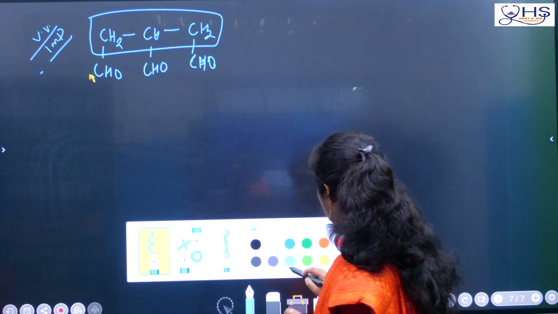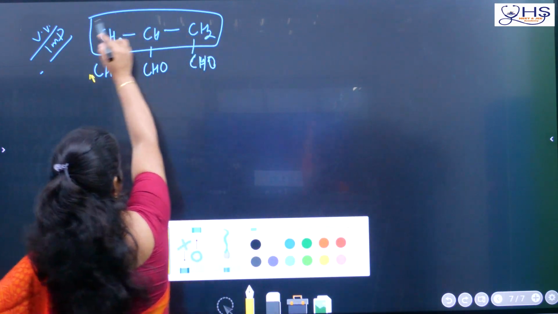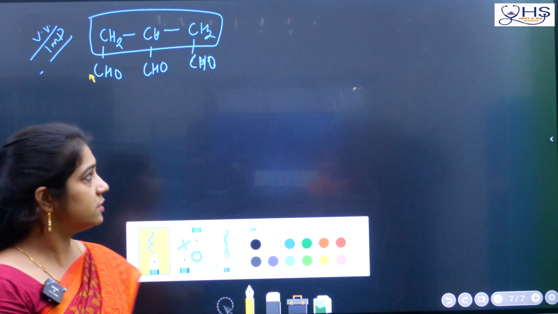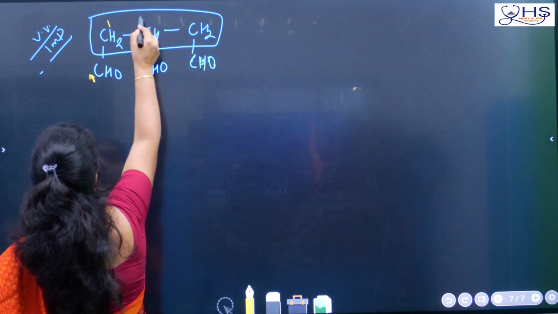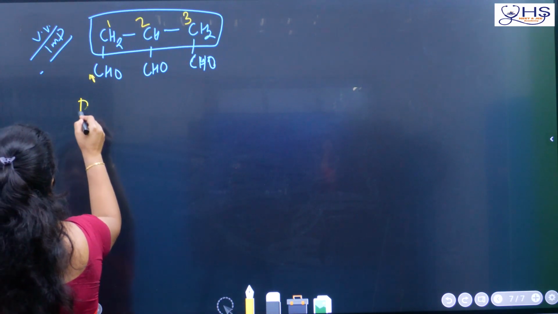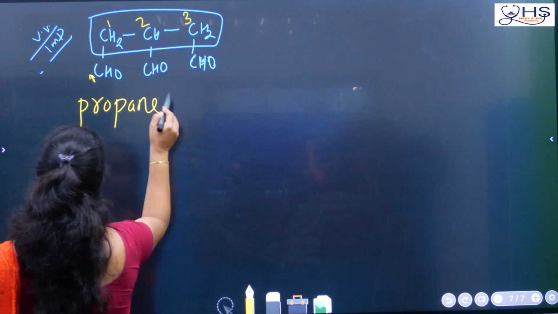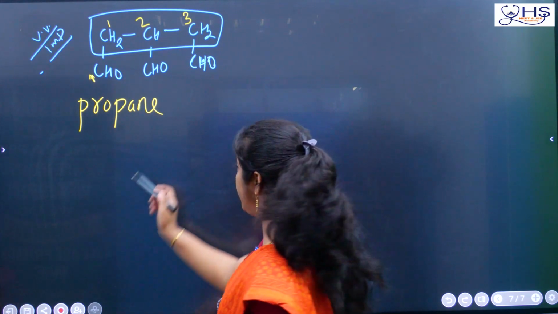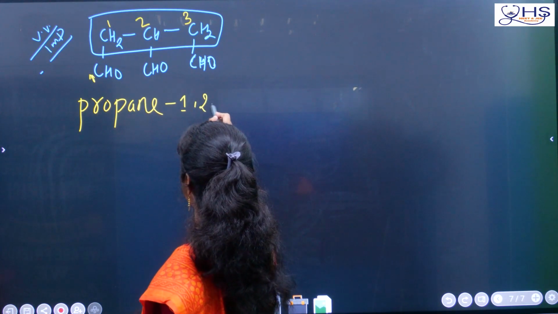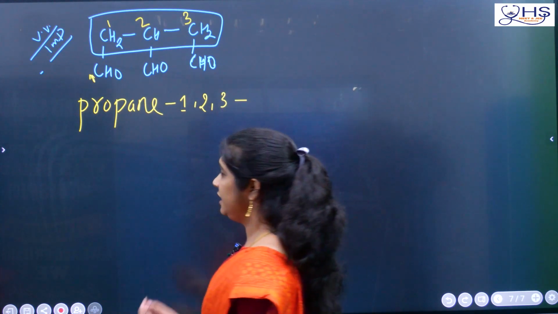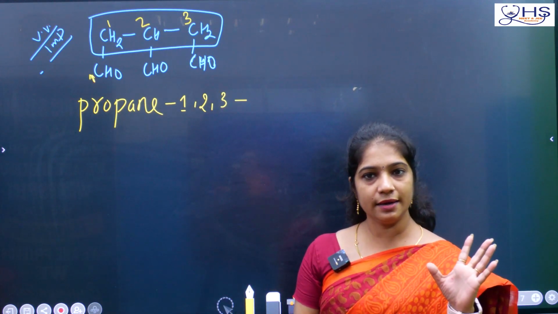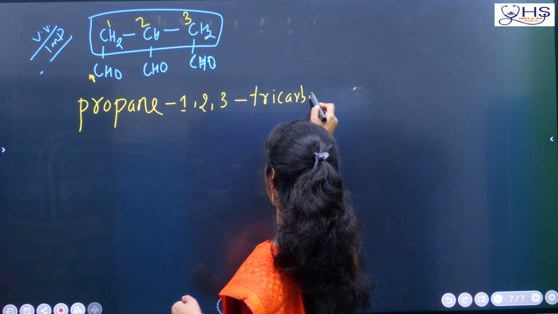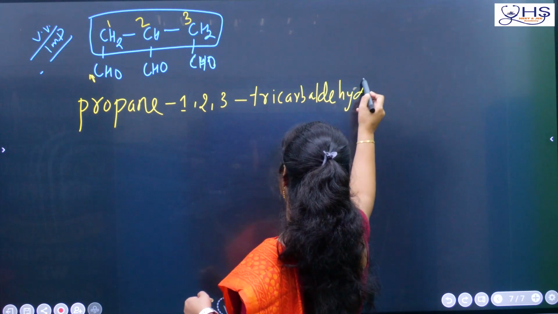So here what I will do, I have to write the name of this system, and these three I will write in the form of carbaldehyde, which is a special suffix. So what is the name of this? 1, 2, 3. 3 carbon means propane. Now, what is the position of our functional group? Position of our functional group is 1, 2, 3. Now, if you have only one functional group, carbaldehyde, but you have 3 functional groups, what will you write? Tricarbaldehyde. If you have 4, tetracarbaldehyde, and so on.